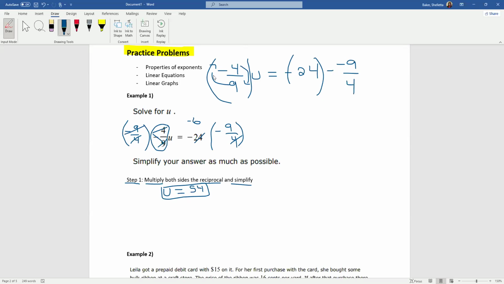Okay, and when we multiply on the left side, -9/4 and -4/9 cancel each other out, leaving u on the left. And that equals, on the right side, we have 4 and 24. We can divide 4 into 24 6 times. Carry that negative with the 6. So -6 times -9, we get our answer, which is 54.